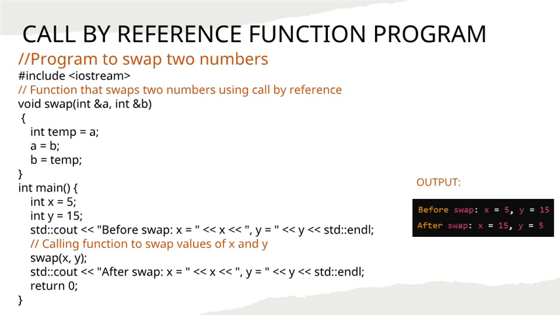Before calling the swap function, the initial values of x and y are printed. After calling swap x, y, the values of x and y are printed again to show that their values have been successfully swapped. This program illustrates the concept of call by reference, where changes made to variables within a function persist outside of it, demonstrating a fundamental aspect of C++ programming.